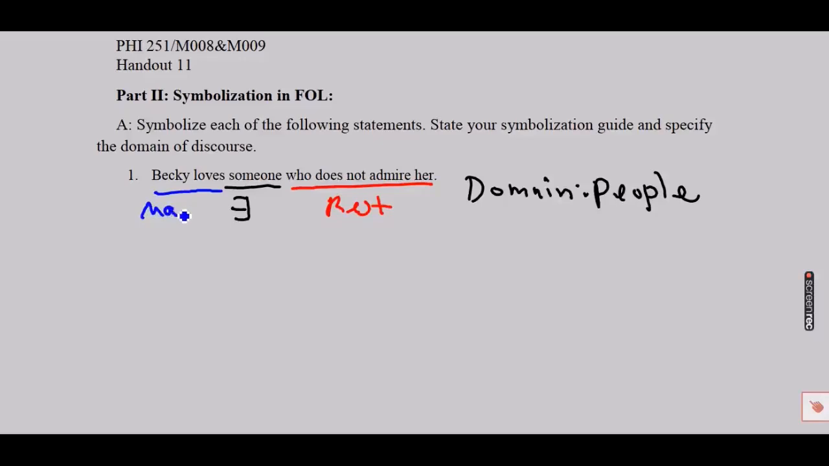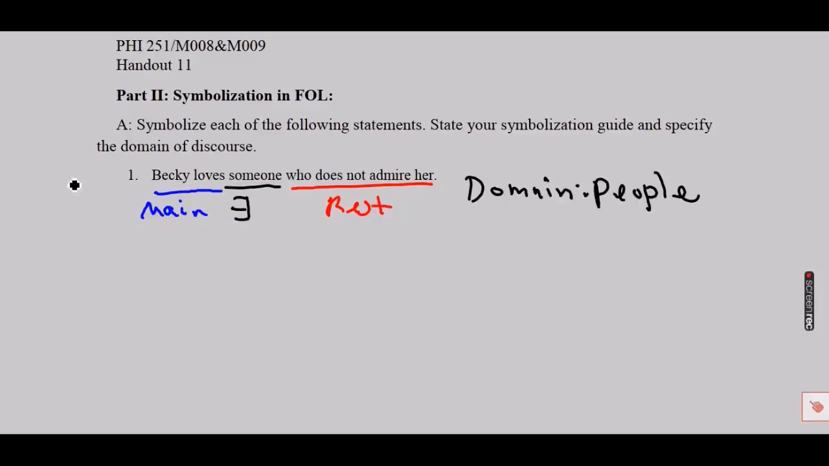So there is going to be our main, right? We talked about restrictor and main last time. The restrictor is the group of people that the sentence is about, and main is the thing that we are saying about that group. So here about the person who doesn't admire Becky, we are saying that Becky loves her. So that Becky loves her or him is going to be the main predicate.